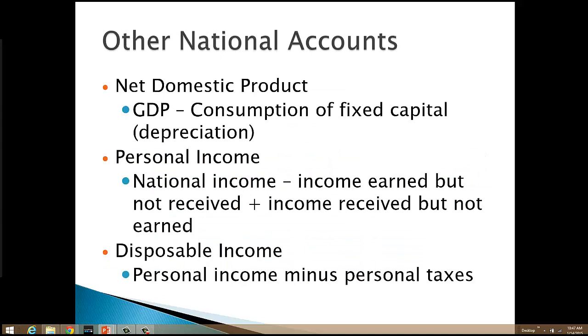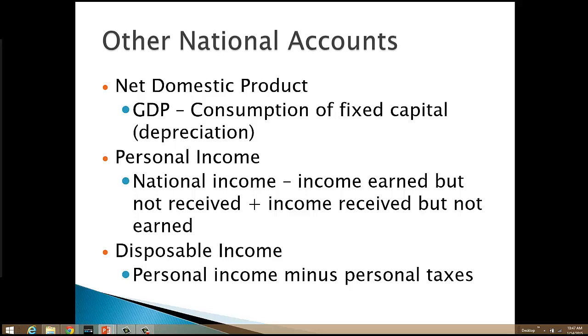Finally, I just wanted to mention a few other of these national accounts that are included in the textbook, because we are going to be talking about a couple of these a lot more as we go through the course. We've got net domestic product, and this refers back to the depreciation expense we've talked about a couple of times. By subtracting the consumption of fixed capital value, that depreciation, from GDP, we get that net domestic product.